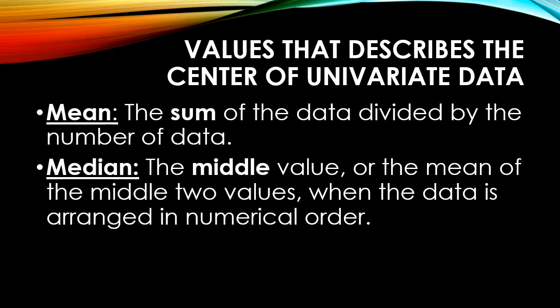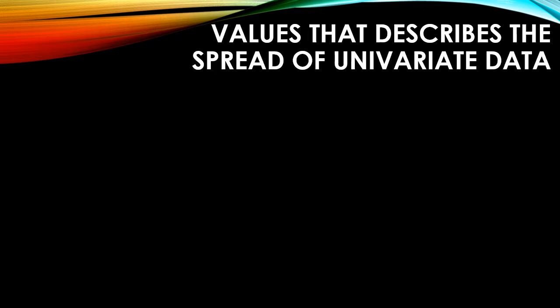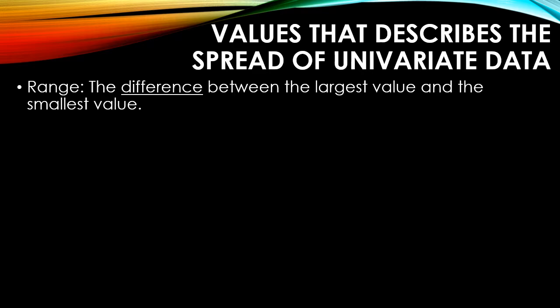The median is the middle value, or the mean or average of the middle two values, when the data is arranged in numerical order. Now let's talk about the values that describe the spread of the univariate data, or dispersion. The first one is the range, and the range is the difference between the largest value and the smallest value, or the maximum value minus the minimum value.